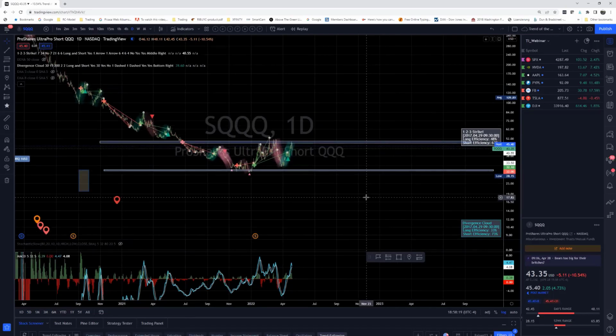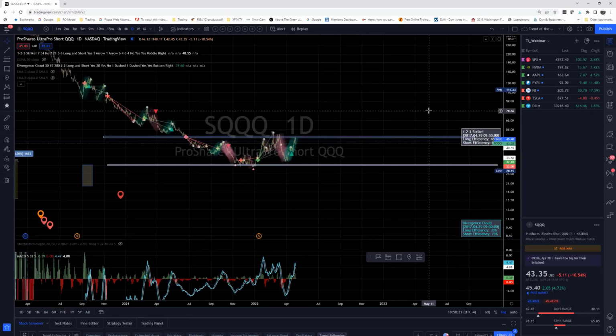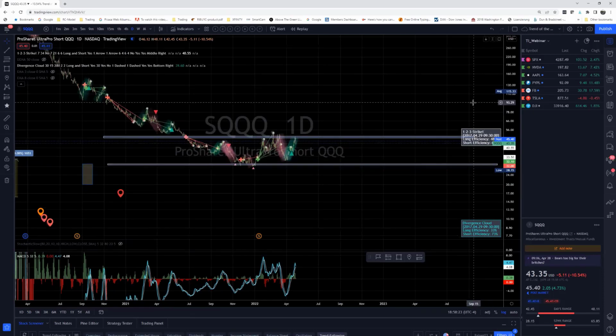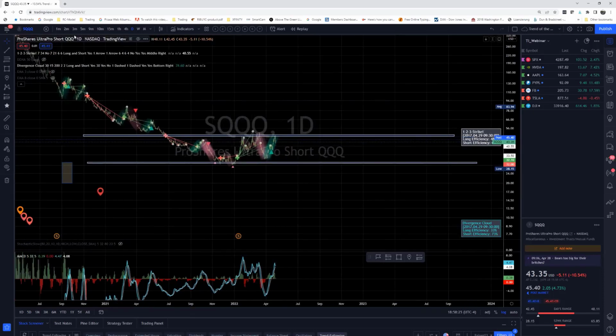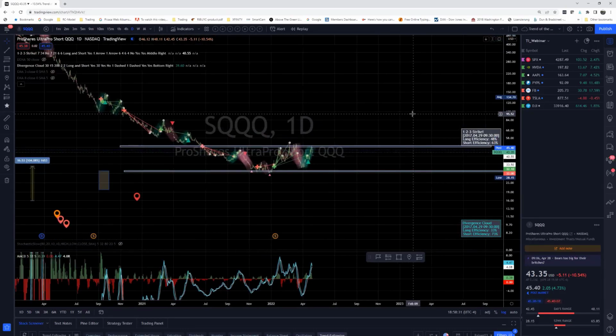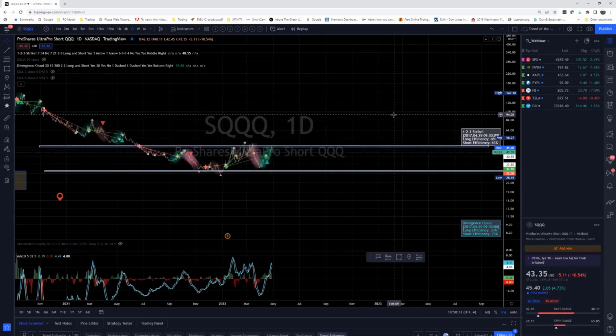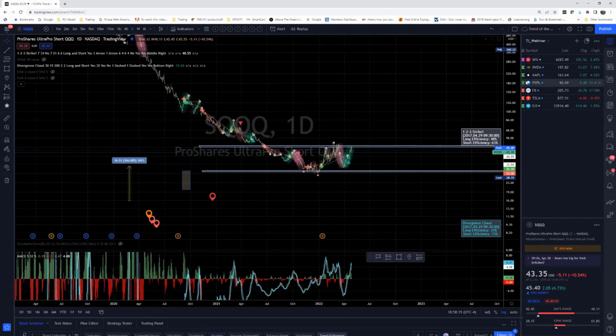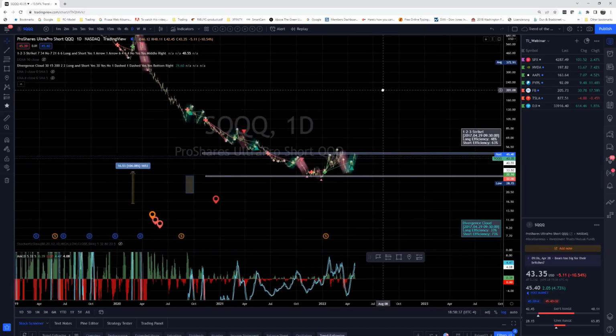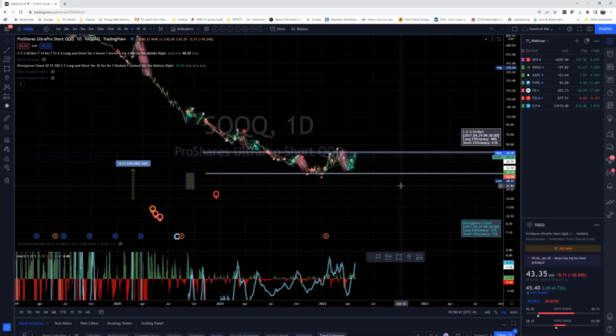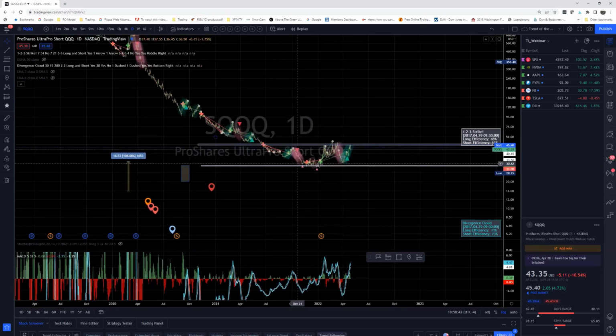Sorry, the SQQQ, guys, is the inverted ETF that follows the Nasdaq. If you're wondering why this is going down so much, it's because the Nasdaq ETF, or the Nasdaq itself, has been going up for a long time, up until recently, of course, when we've been stuck in a period of consolidation. So you would have the inverted price action on the SQQQ, which is the inverse of the QQQ.